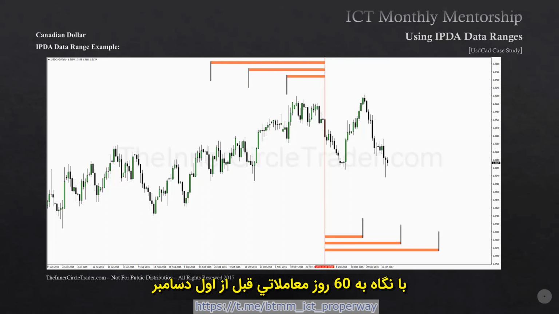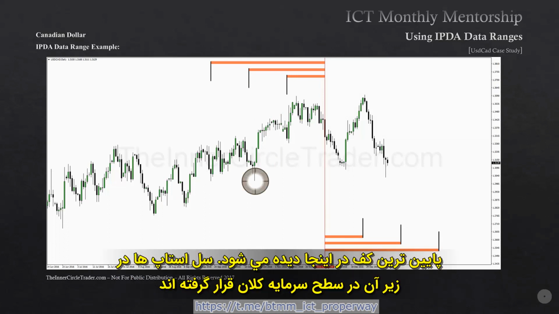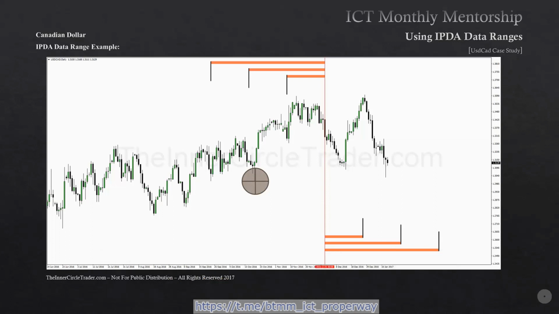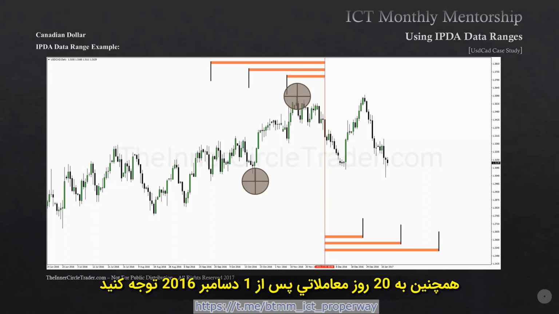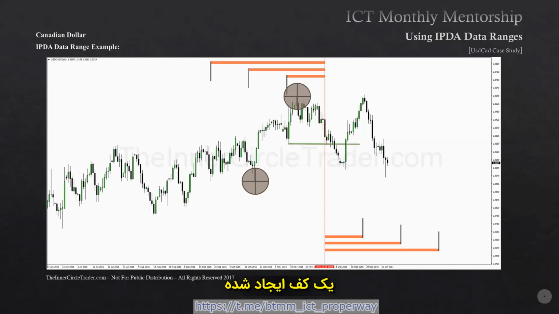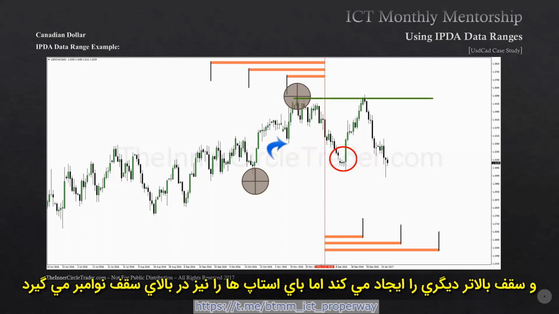Looking back, last 60 trading days prior to December 1st, the lowest low is seen here. Sell stops will be resting below that in the large fund level, and buy stops will be resting just above the high seen here. Notice also in the first 20 trading days after December 1st, 2016, we made a low, and then price ran eventually up into creating another higher high, but blowing out the buy stops above the November high.